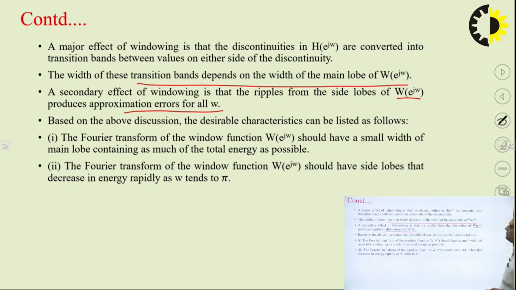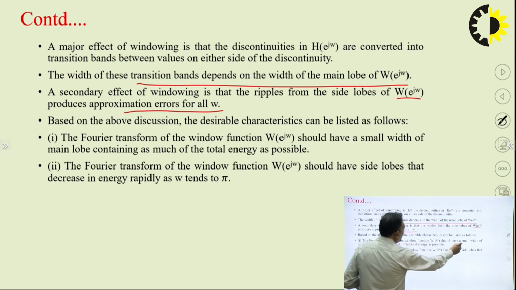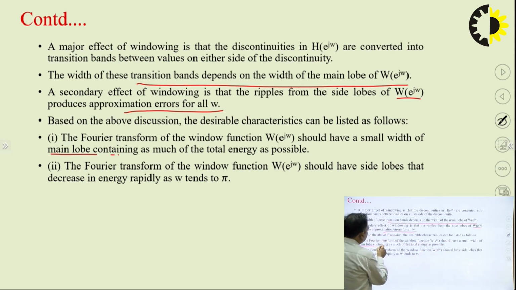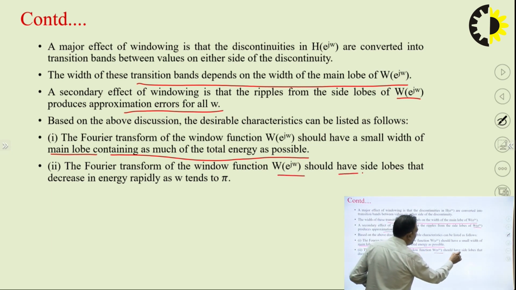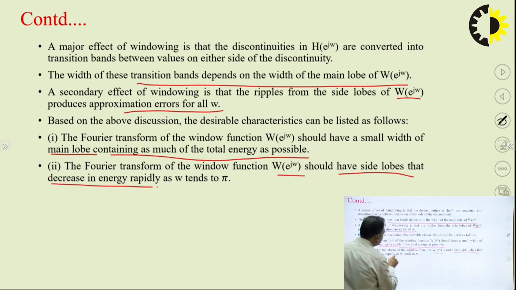So based on the above discussion, the desirable characteristics can be listed as follows. This I have already discussed. The Fourier transform of the window function should have a small main lobe width containing as much of the total energy as possible. The Fourier transform of the window function should have side lobes that decrease in energy rapidly as ω tends to π. Okay, so we have discussed the window function.